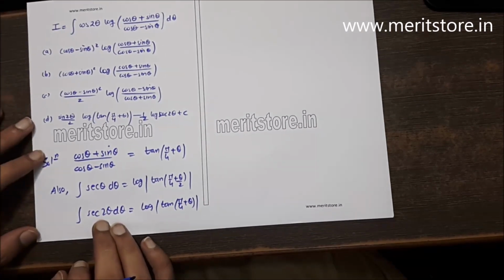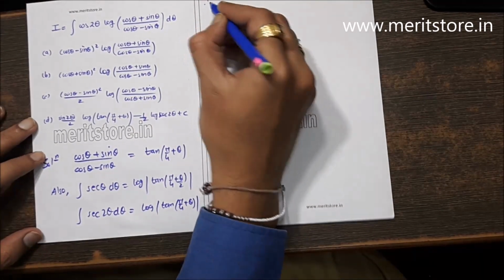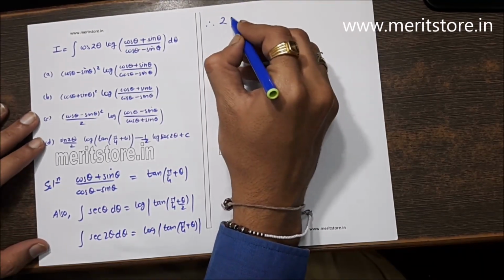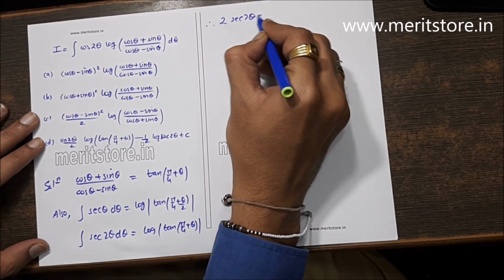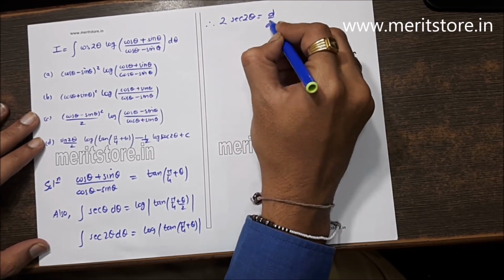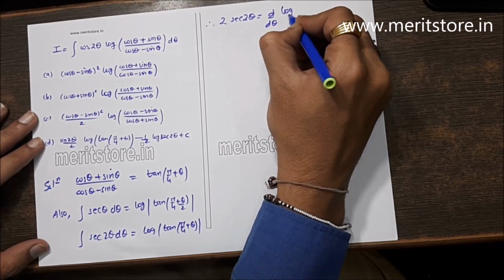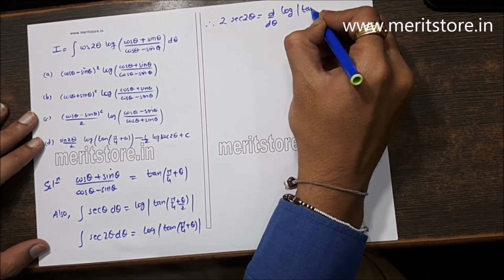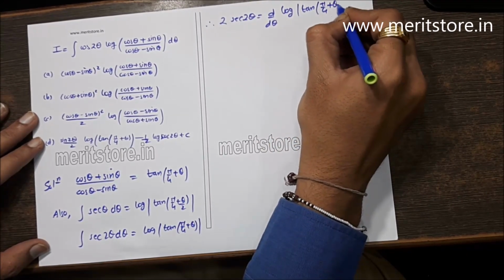Using this idea of integral of sec 2 theta, therefore we can claim that 2 sec 2 theta is nothing but derivative of log mod tan (pi by 4 plus theta).